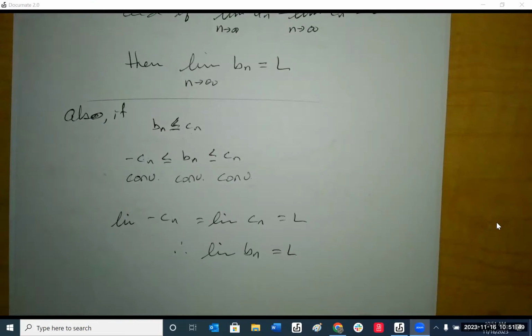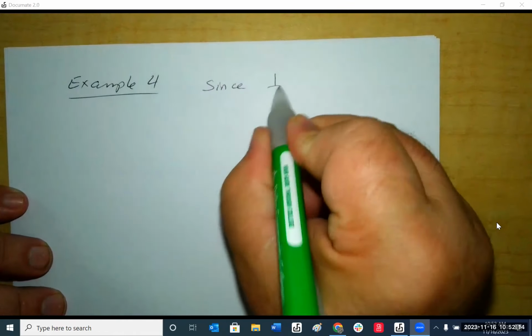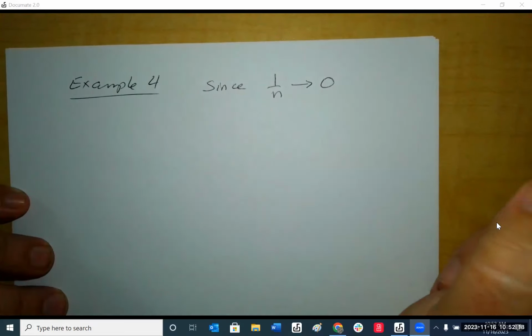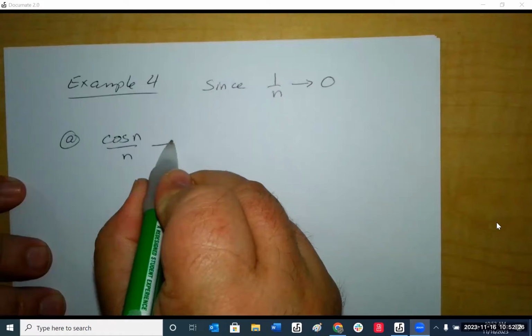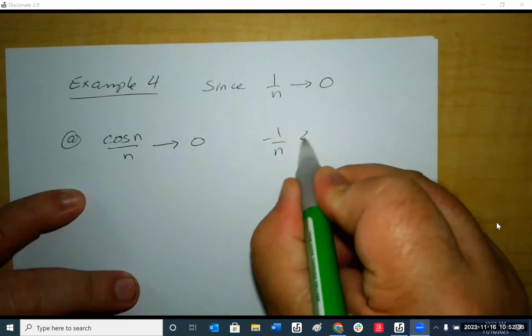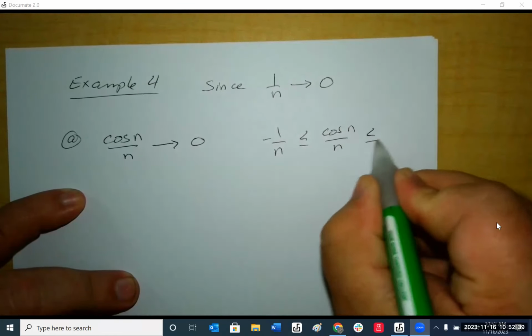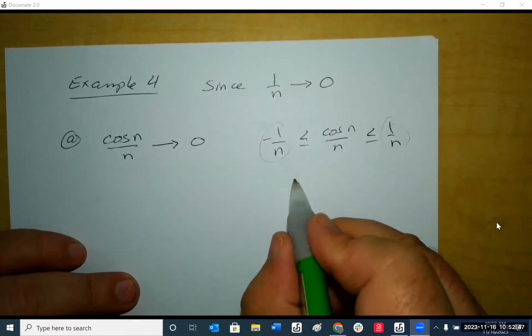All right. So let's look at our next example. Example 4. Since 1 over n goes to 0, then we know the following. Cosine n over n also goes to 0, because negative 1 over n is less than cosine n over n, which is less than 1 over n. So since this goes to 0, that goes to 0. That means this has to go to 0.